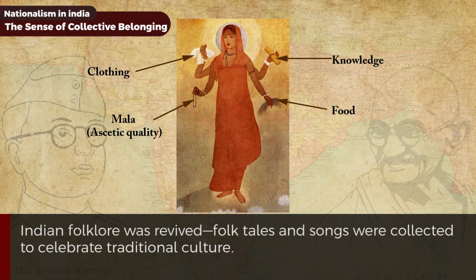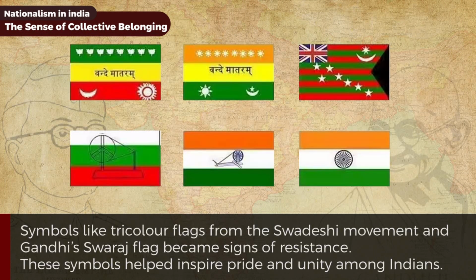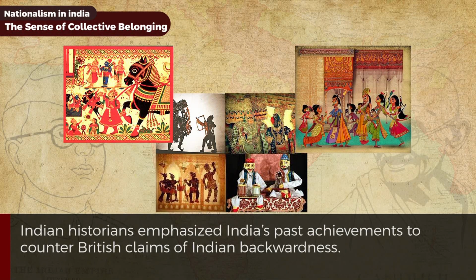Indian folklore was revived. Folk tales and songs were collected to celebrate traditional culture. Rabindranath Tagore and Natesa Sastri helped preserve and promote these traditions. Symbols like tricolor flags from the Swadeshi movement and Gandhi's Swaraj flag became signs of resistance. These symbols helped inspire pride and unity among Indians. Indian historians emphasized India's past achievements to counter British claims of Indian backwardness.